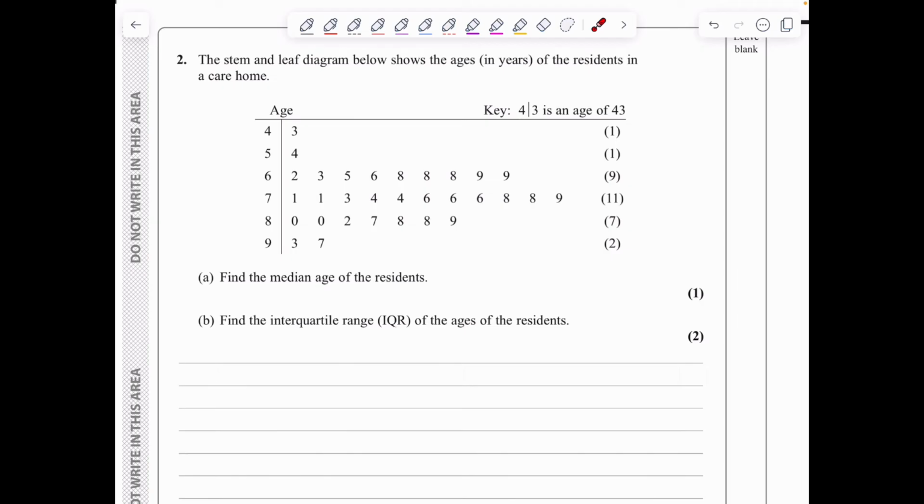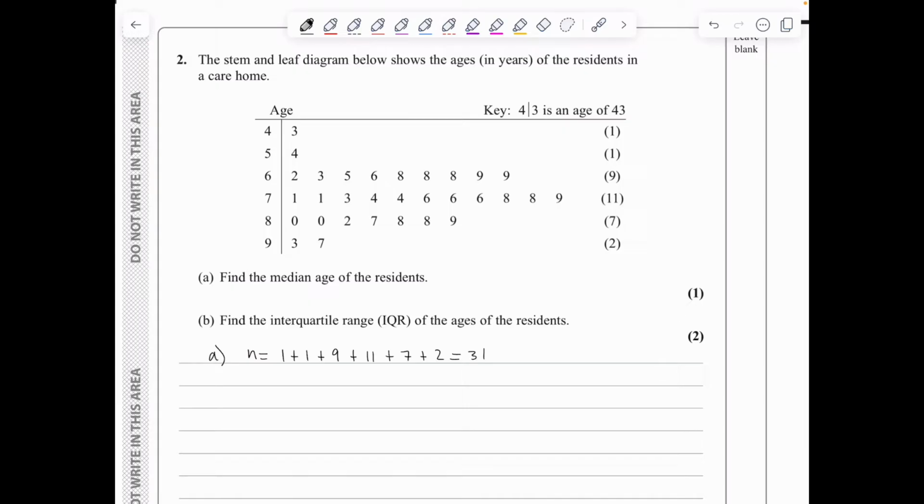In question 2, we've got a stem and leaf diagram showing the ages in years of the residents in a care home, and we need to find the median age of the residents. Well, we need to start by determining how many observations we've got, so I will add up the numbers shown here, which is the number of observations in each row of the stem and leaf diagram, to give me the total number of observations. So I'll be doing 1 plus 1 plus 9 plus 11 plus 7 plus 2, which gives an answer of 31.